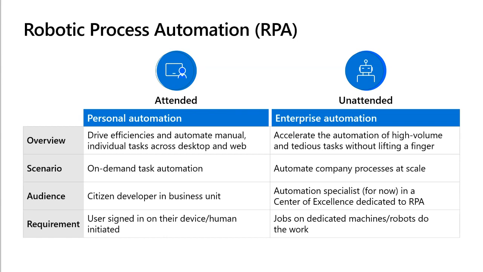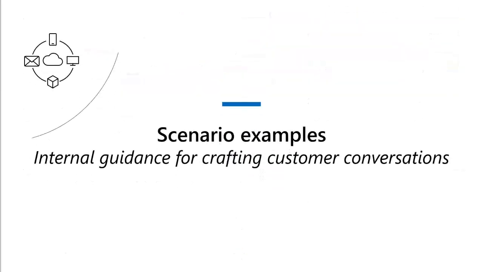It's also important to remember that a flow might start out as attended, be developed by one of your users in a citizen developer type scenario, and it might later grow or be expanded into an automation process that's a more enterprise level type scenario. And at that point, you might switch it from being attended to unattended. So with that, I want to go ahead and switch gears and take a look at some scenarios.